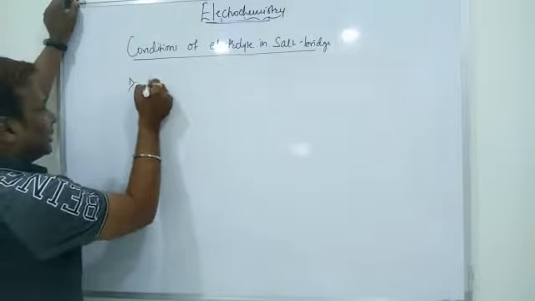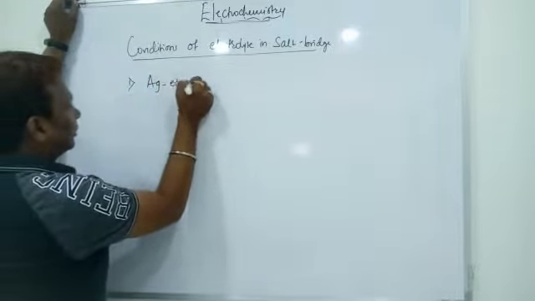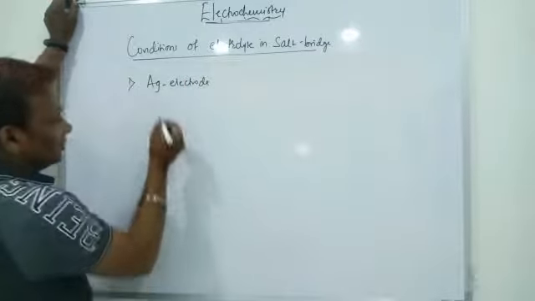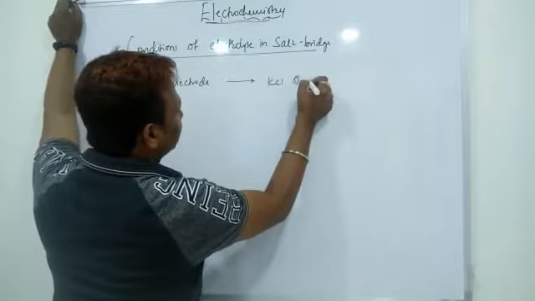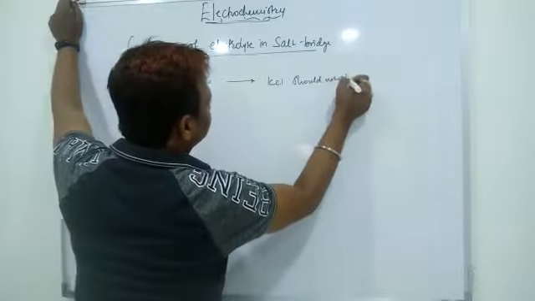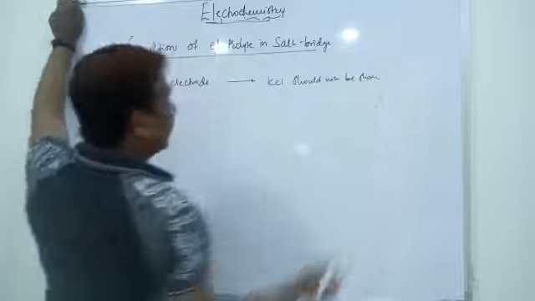Suppose we have a silver electrode present in our half cell. For this silver electrode, we can say KCl should not be used. Why is it like that?